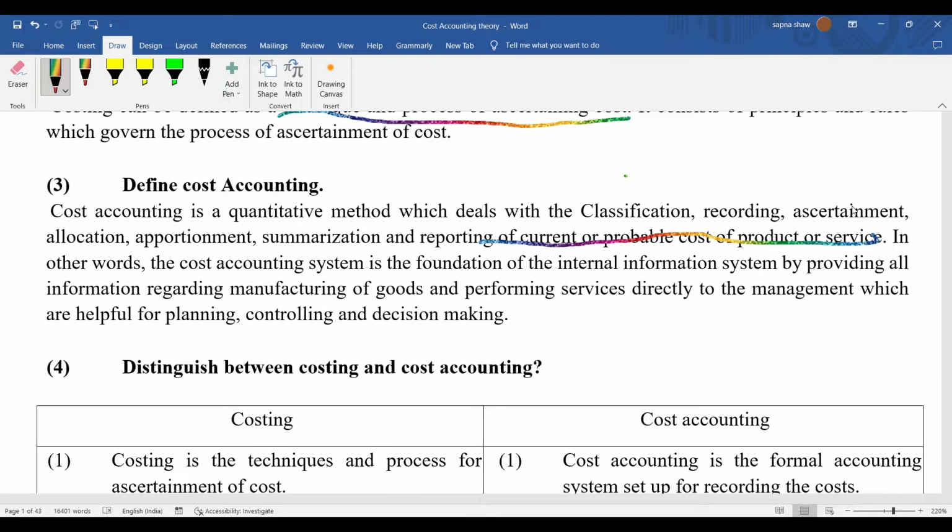Suppose we have incurred rupees 100 to make one packet of cookies. Now we will classify. We have paid 20 rupees to the laborers. We have paid 10 rupees for electricity bill. We have incurred 20 rupees as rent. We have bought the raw materials for rupees 30. So in this way, we will make different cost centers, different groups, and we will classify how much cost is incurred, and then we will record accordingly.